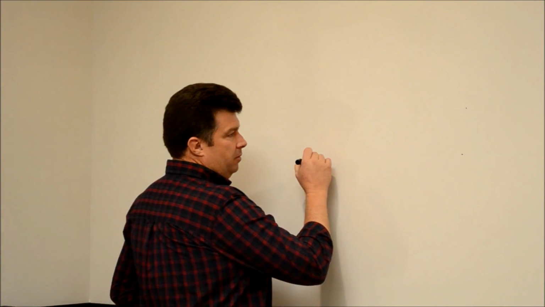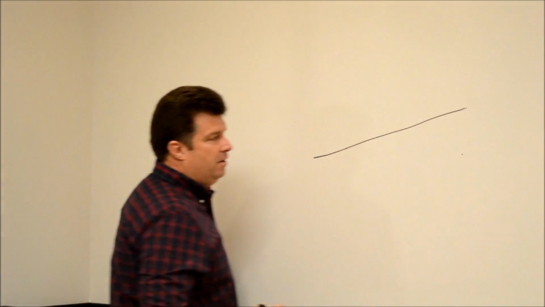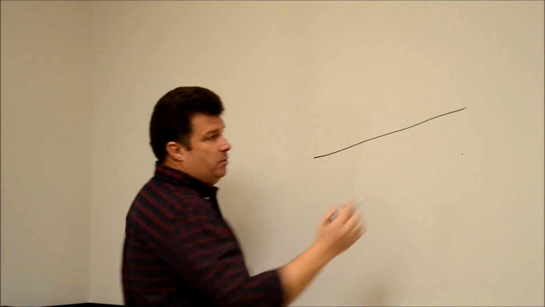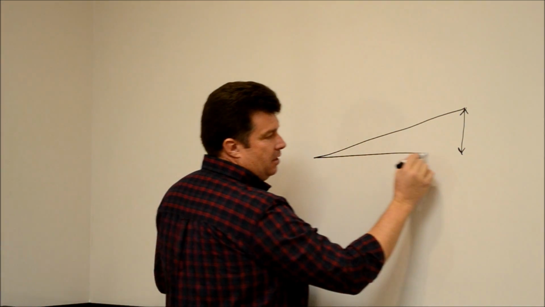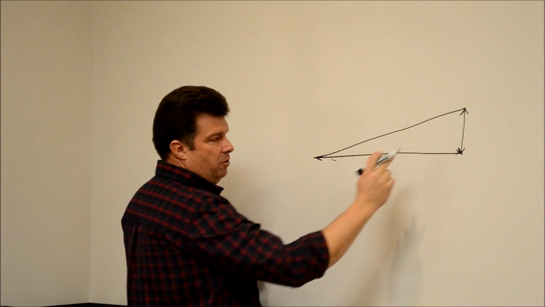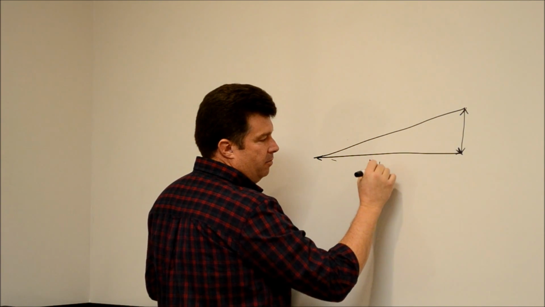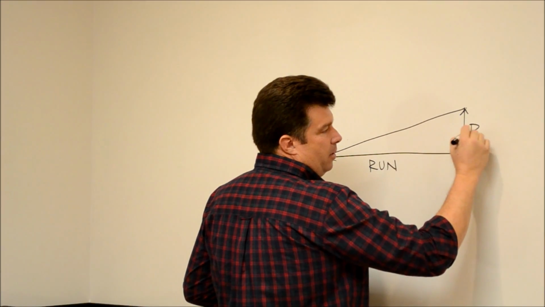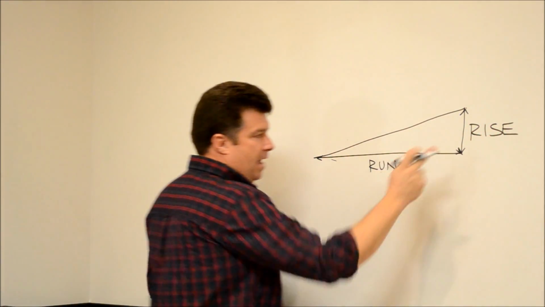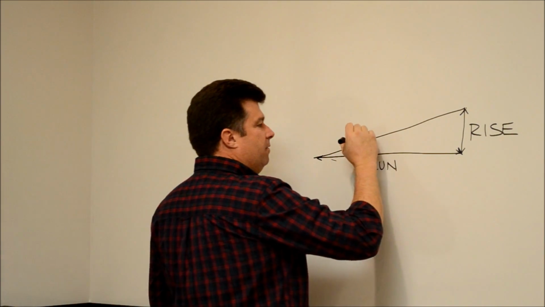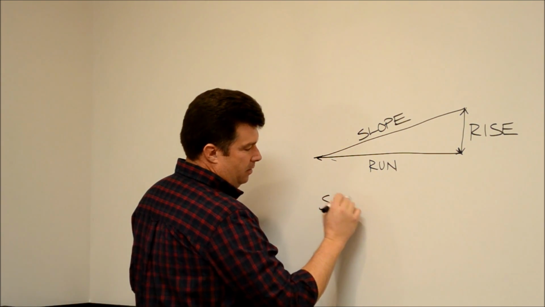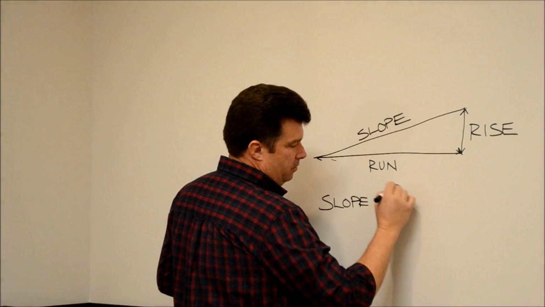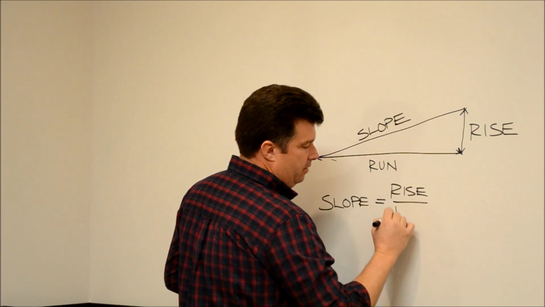So what is slope and how do we calculate it? If we have some slope represented by a line, we want to define slope as the rise. So we figure out in a given length, this length here, how much rise we're going to have. We call this part the run, and we call this part the rise. That ratio of rise over run will give us our slope. So slope then is equal to rise divided by run.